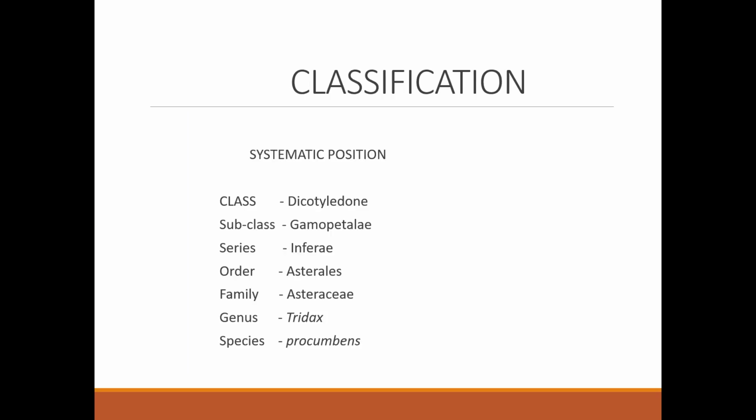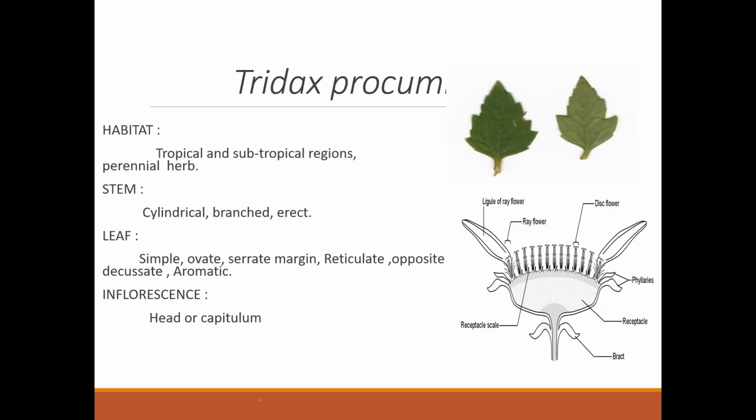And if you see the systematic position of Tridax, it belongs to the class Dicotyledonae, subclass Gamopetalae. The series is Inferae. The order is Asterales, the family is Asteraceae, the genus is Tridax and the species is procumbens. This is the most common wild plant of the Asteraceae family and it shows all the characteristics of the family Asteraceae. Like you can see, it has an inflorescence that is a head or capitulum. You can see the leaves are simple, ovate with serrate margins.